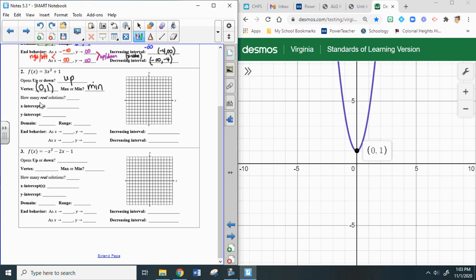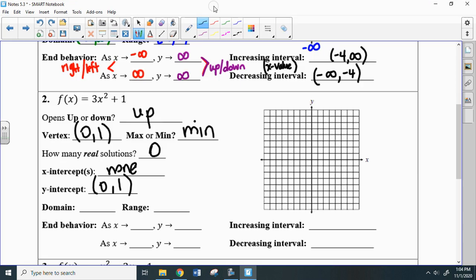And remember, the real solutions are the same thing as the x-intercepts. I don't know about you, but I don't see any x-intercepts. So then how many real solutions do we have? None. 0. Okay? That would mean we have 2 complex solutions, and that's something that Desmos can't show you the answers for. Okay? 0, 1 is also our y-intercept. And so now we can set Desmos aside and fill in everything else by graphing.